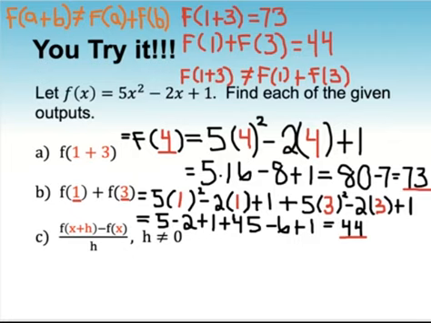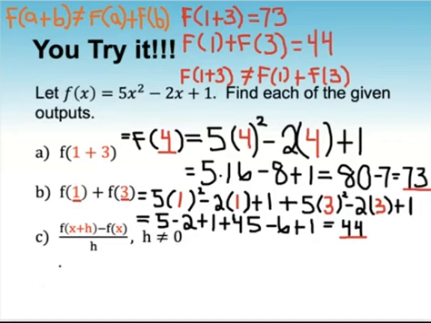Now let's look at part C. For part C, we have f of x plus h minus f of x over h, where h is not equal to 0. Why do we have to make the statement that h is not equal to 0? Just think about it for a second. Can we divide by 0? So we know that division by 0 is undefined. So that's why we have to make sure that we put in that little statement, which is actually the domain right there, that h is not equal to 0. So it could be any other number.